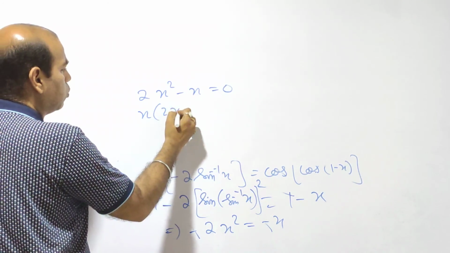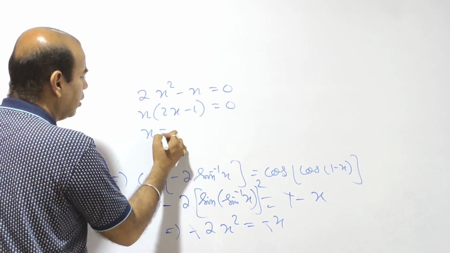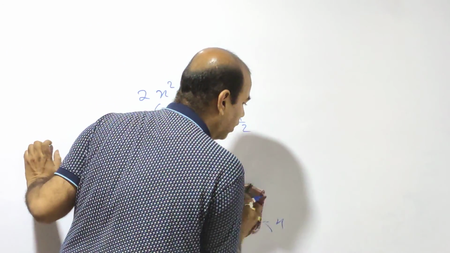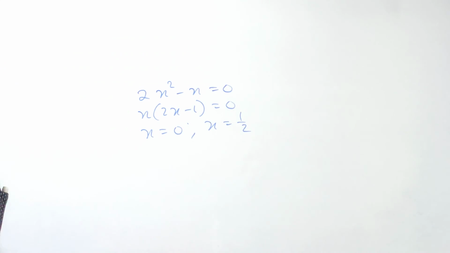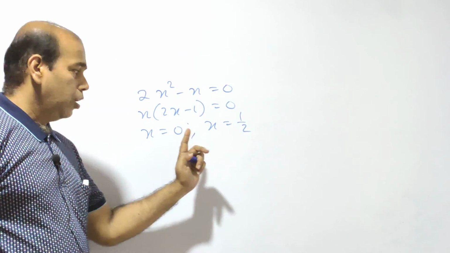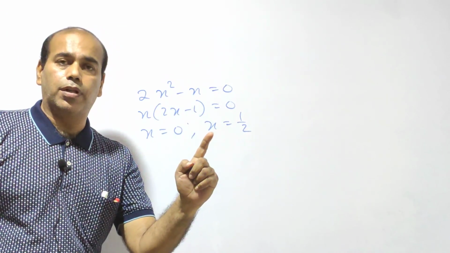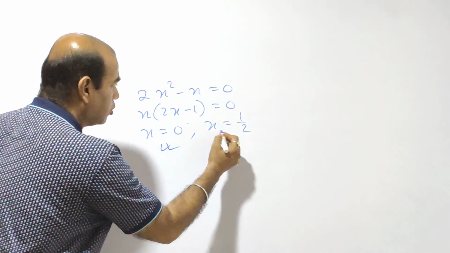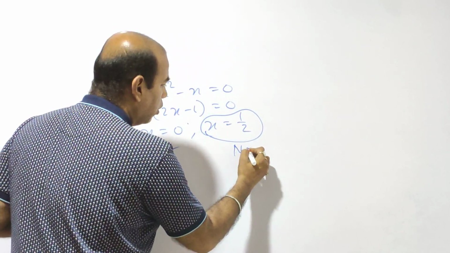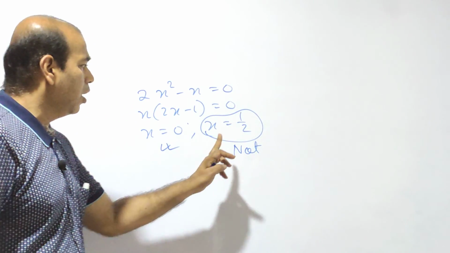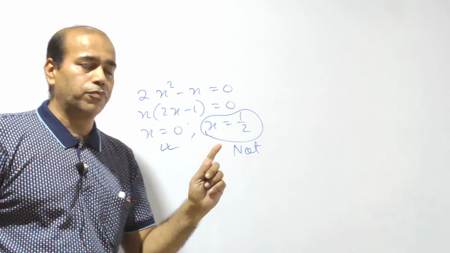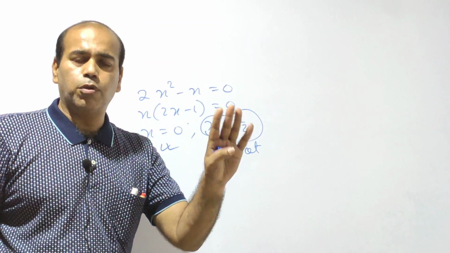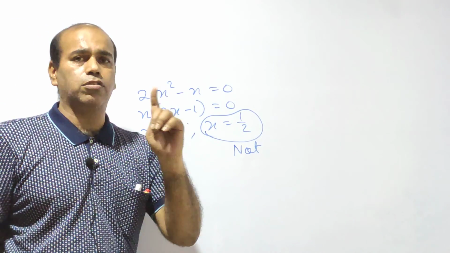I will take x common, x(2x minus 1) equal to 0. Either x equals 0 or x equals half. But students, be careful. This question, I have two solutions. On 0, the question is possible. On half, it is not possible. That means this is the solution. X equals half, not possible. How not possible? You need to substitute in the main equation. Now when you substitute in the main equation x equals 0, you will see both sides are satisfying, but x equals half, it is not satisfying.